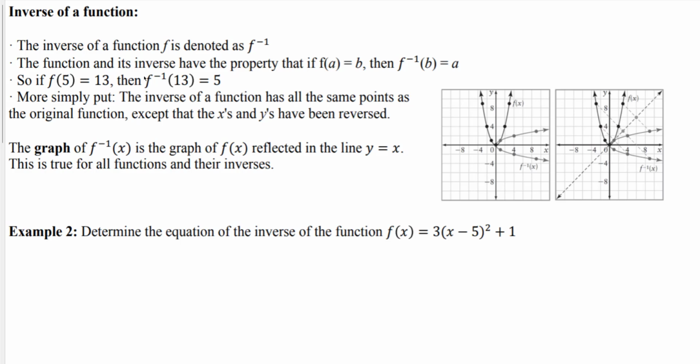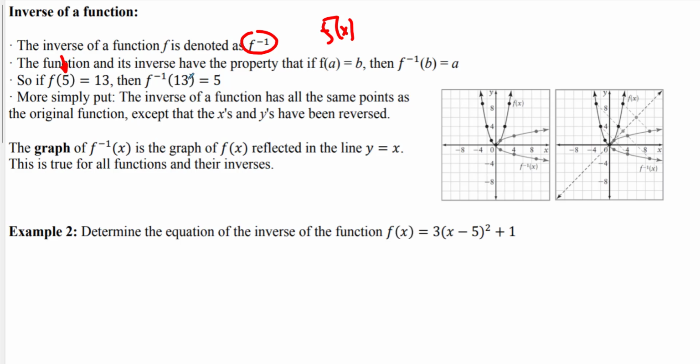Okay, so now we're just going to talk about the basic definition of the inverse of a function. The inverse of a function f is denoted as f minus 1. The function and inverse have the property that if f of a is equal to b, then the inverse function of b is equal to a. So basically, you're swapping your x and y values. So if f of 5 is 13, your y value is 13, your x value is 5. Because remember, your x value is always the value inside the bracket, according to function notation, f of x. So here, x is 5, y is 13.